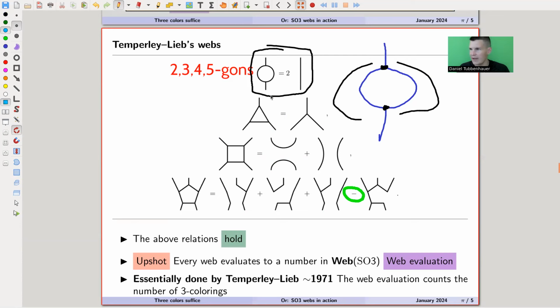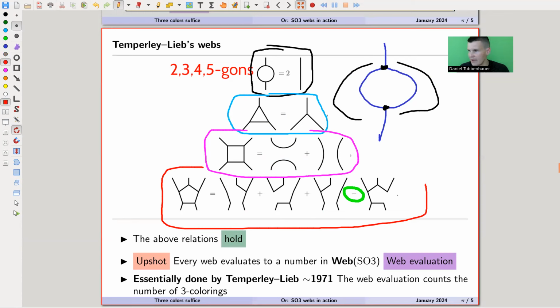If you have a triangle, the next difficult one, you could simplify it. If you have a square, you could simplify it. If you have a pentagon, you could simplify it. And note this funny sign here for the pentagon. Everything else is a positive number, but for the pentagon you get a funny sign. Okay, fine. But you can simplify faces. Whenever you see a face in a web, you can simplify it in this category as a linear combination of other webs. And this gives you a way to simplify every web.